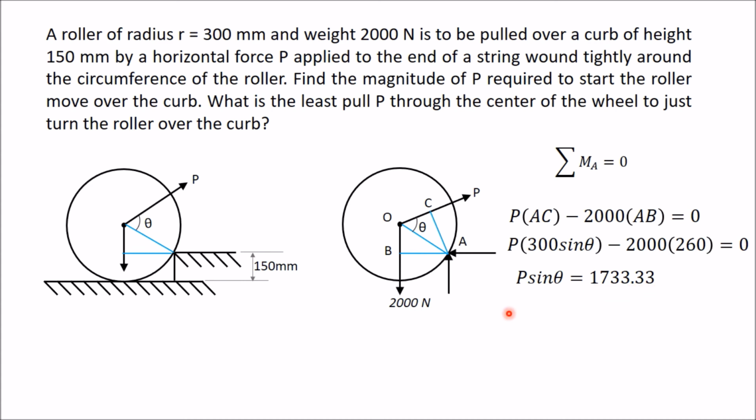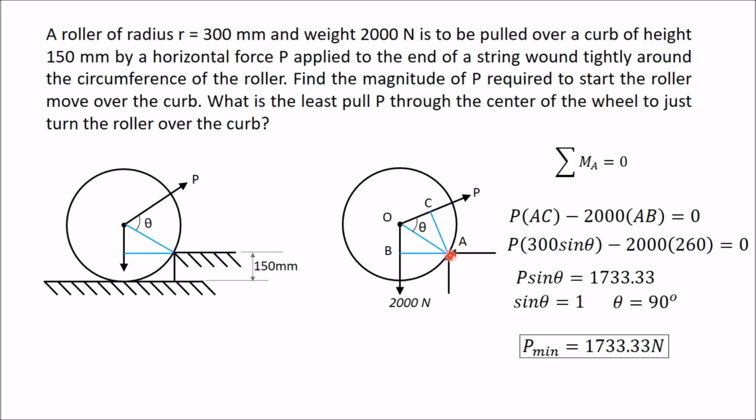1733.33 Newton. Now in this particular case, multiplication of these two terms P and sin theta is a constant number. Now if you want minimum value of P, you require maximum value of sin theta. Now you know what is the maximum value of sin theta. Maximum value of sin theta is equal to 1. Theta will be 90 degree, and in this condition value of P will be minimum, so that P minimum will be 1733.33 Newton. So if you put sin theta is equal to 1, you will get minimum value of P.